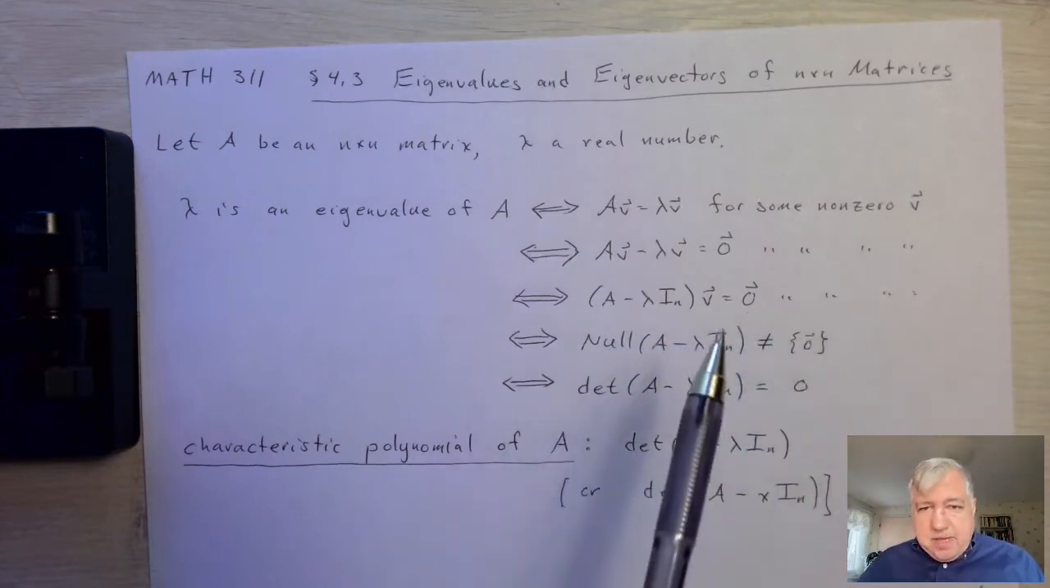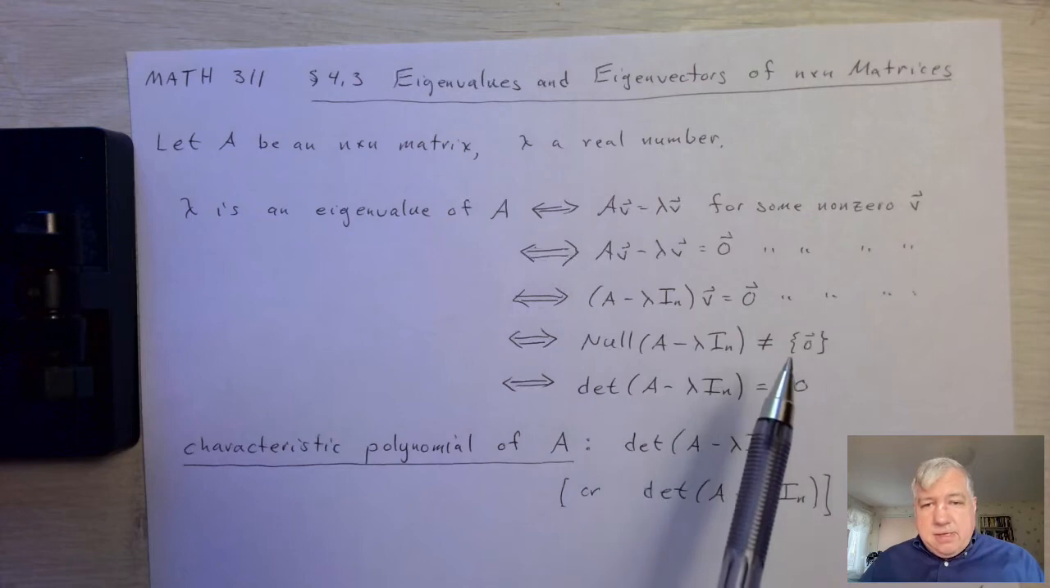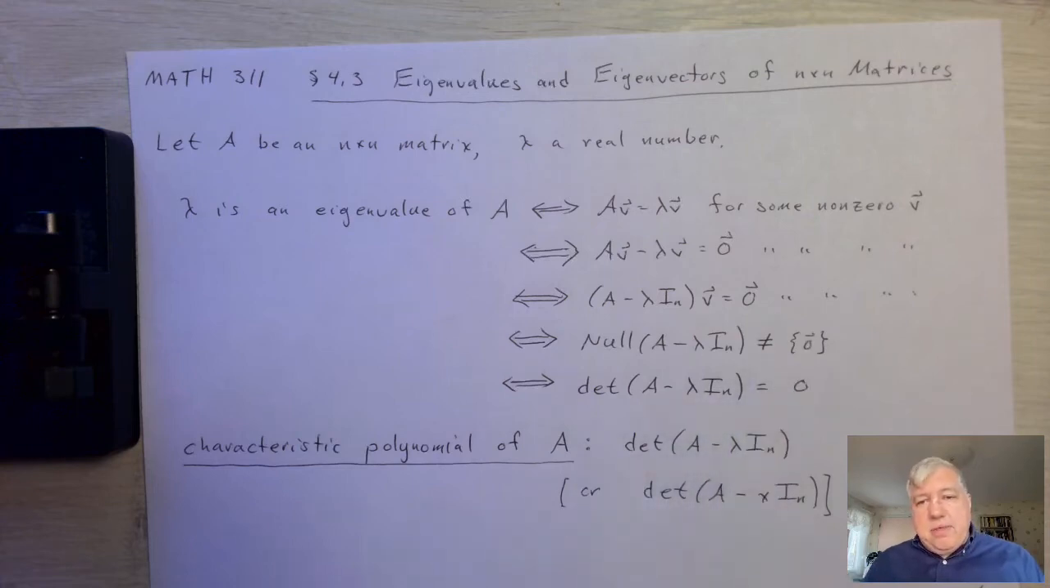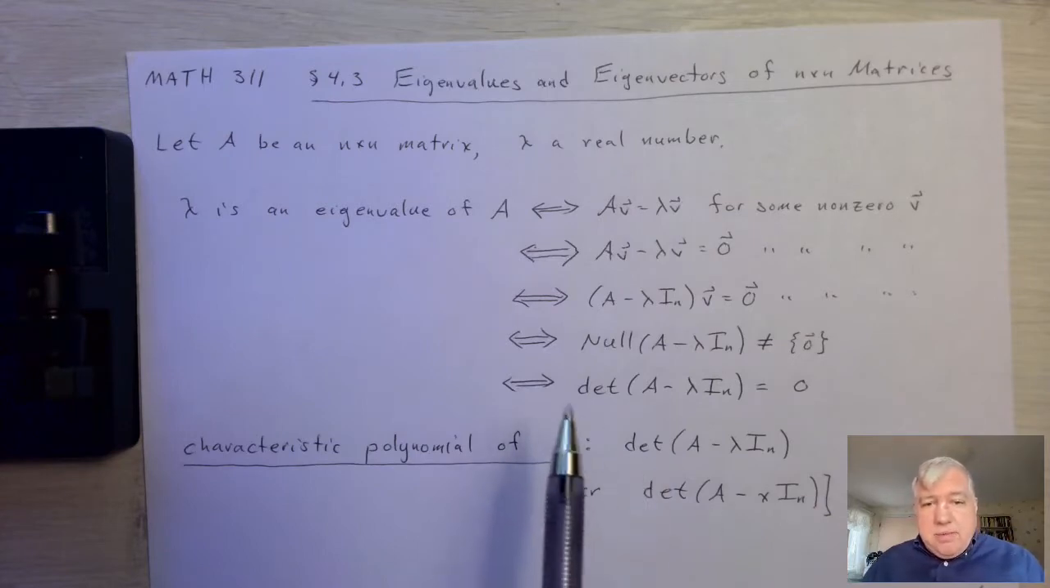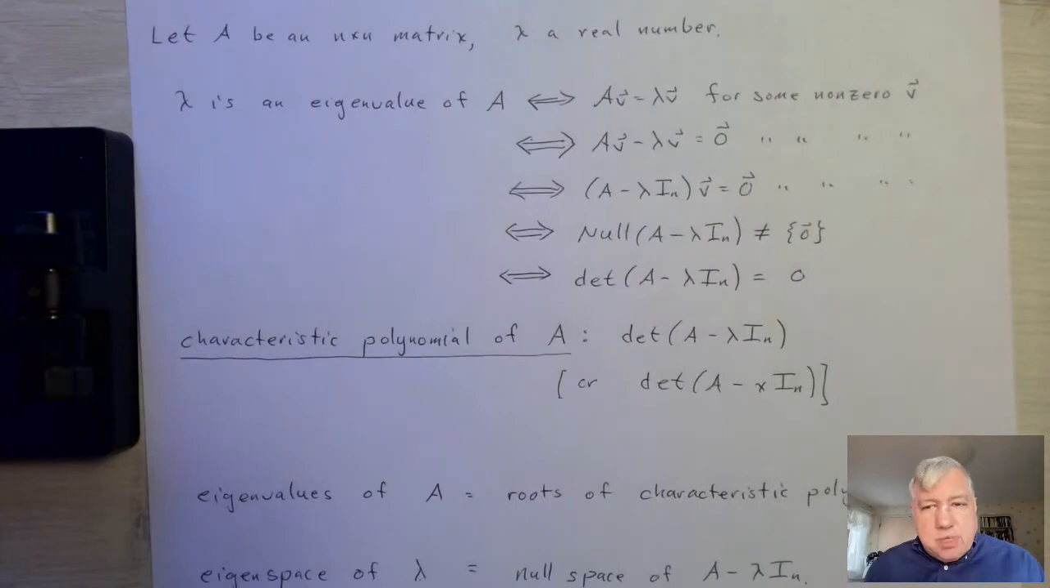And because v is non-zero, that means the null space of this new matrix, A minus lambda I_n, is not 0. And from the theorem on invertible matrices, it means it's not invertible, and that is equivalent to saying that its determinant is 0. Okay, so we're looking for numbers lambda which make the determinant of this matrix 0. Now, if we remember the way we calculate determinants, just like in the 2 by 2 case, the determinant is going to be an expression in lambda, as we'll see in our examples.